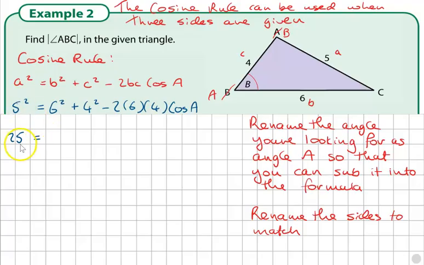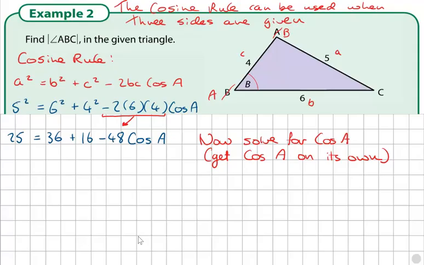So 5 squared is 25. That's equal to 36. 6 squared is 36. Plus 4 squared is 16. And minus 2 times 6 times 4 is minus 48. And then we stick on the cos A. So now we're going to solve for cos A, get cos A on its own. So we bring down the 25 and the equals. And then 36 plus 16 is 52. And we bring down the minus 48 cos A.